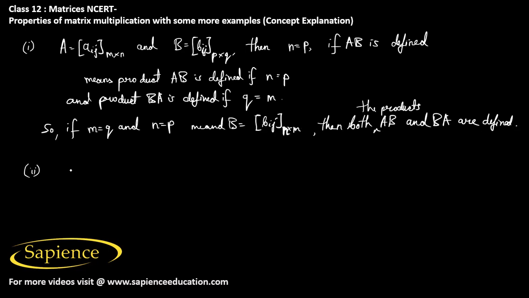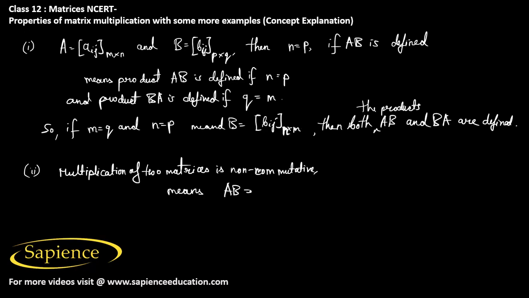Then the second rule is that multiplication of two matrices is non-commutative. It means that the product AB is not always equal to BA, even if both are defined.